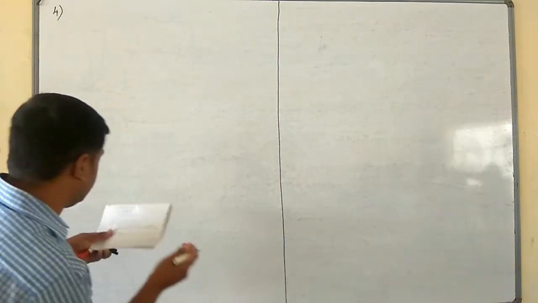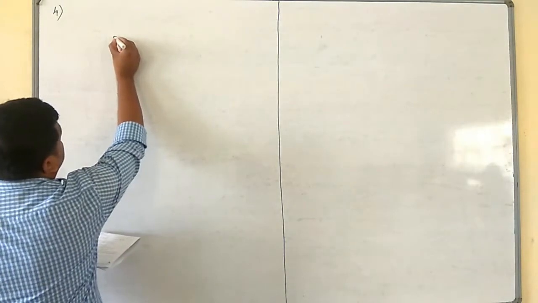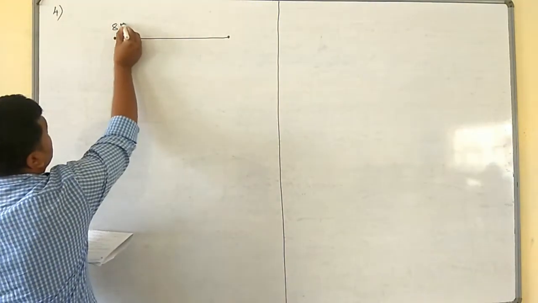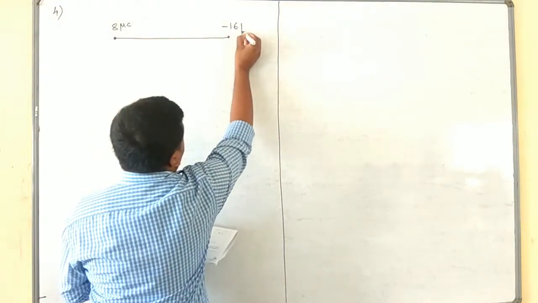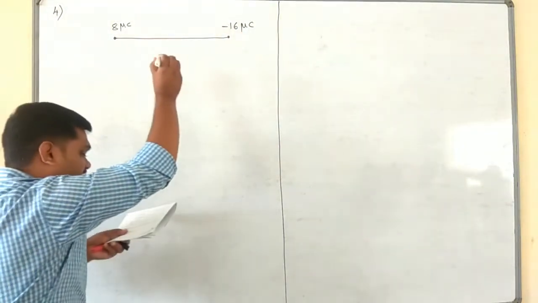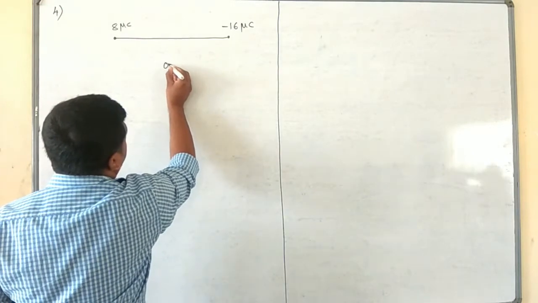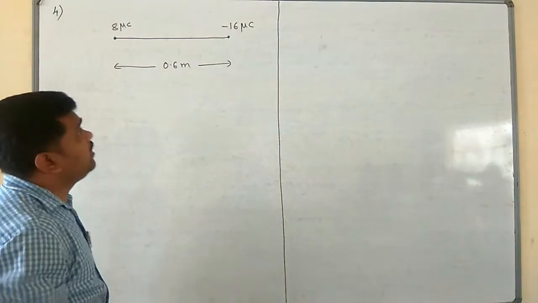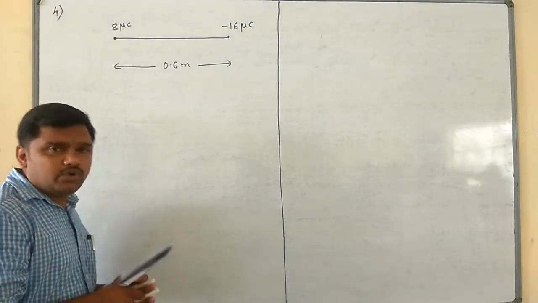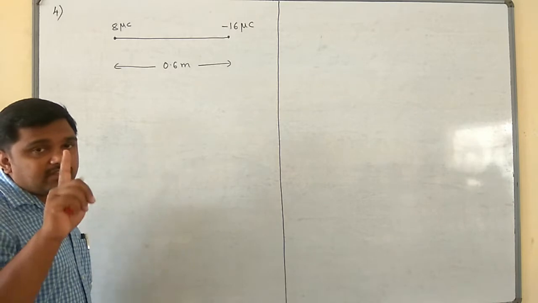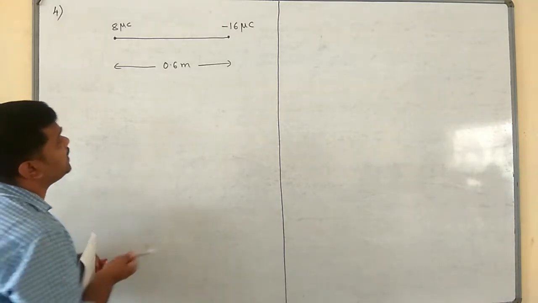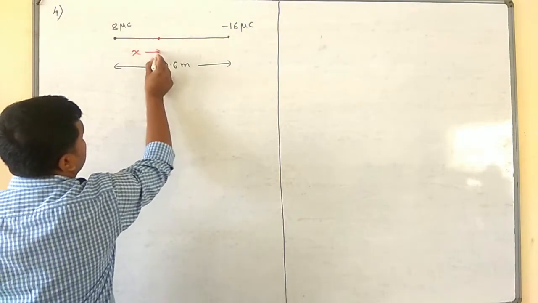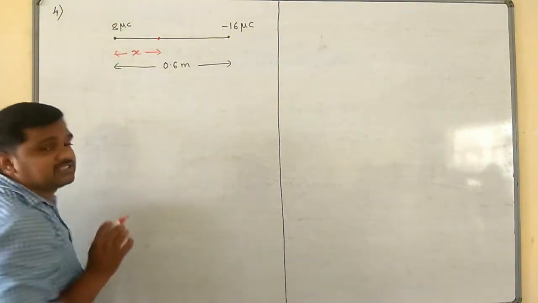Here they are saying that two charges 8 microcoulomb and minus 16 microcoulomb are placed at a distance of 0.6 meter, that is 60 centimeter distance. So there are two null potential points. The first null point lies between the two charges, say for example at this point at a distance of some x from the smaller charge.